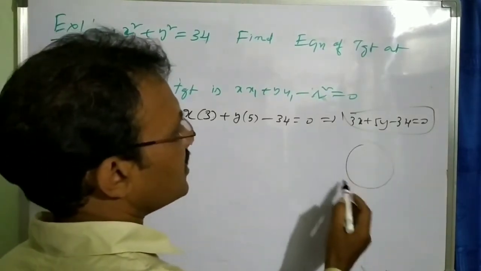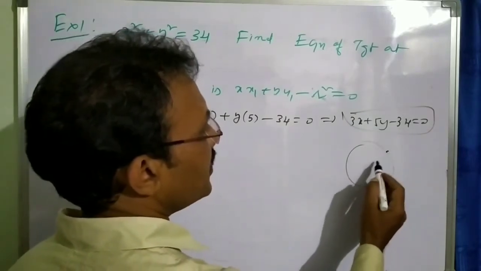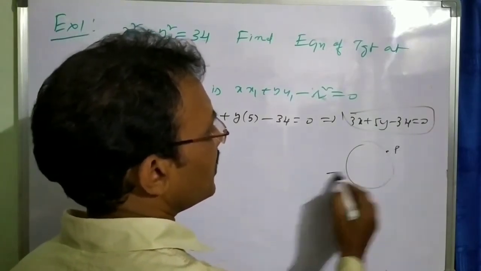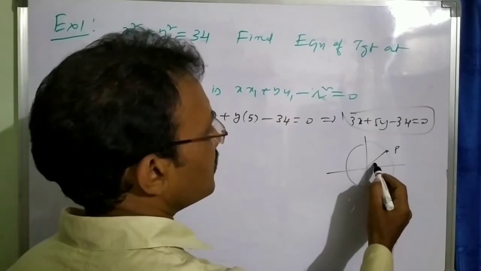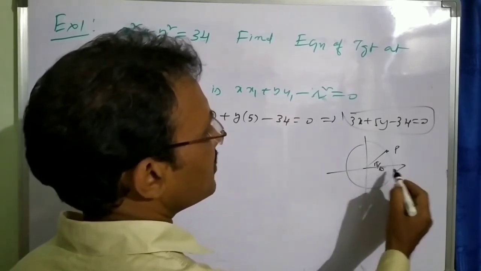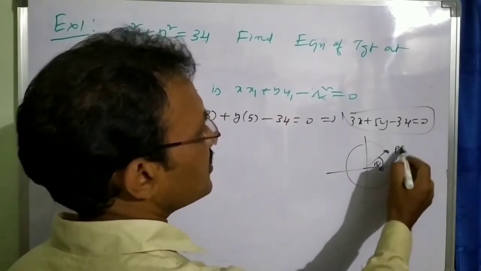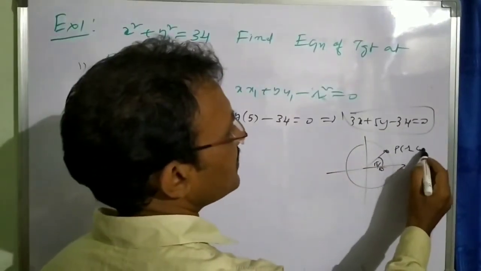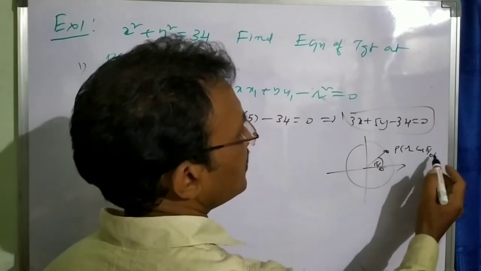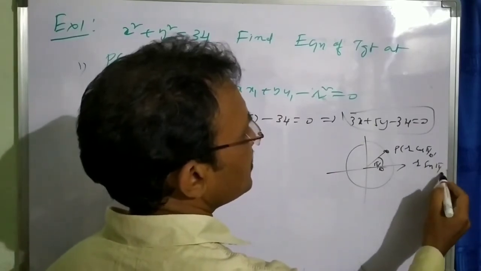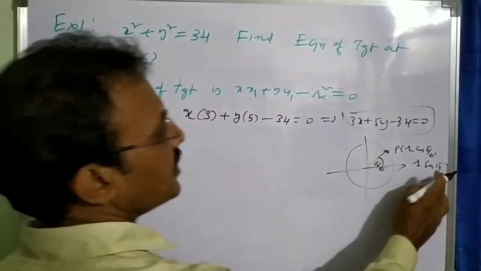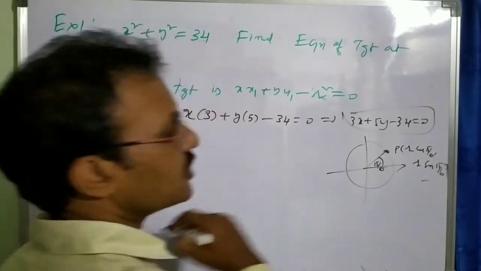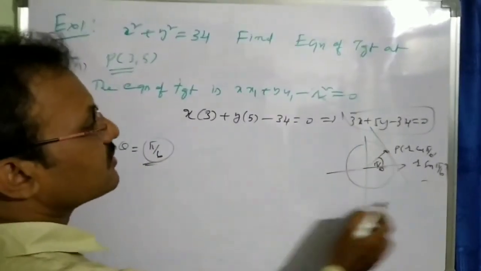Suppose the circle is at the point P, the point making an angle pi by 6 with the positive direction of x-axis. If the point is theta equal to pi by 6, the point is r cos pi by 6 comma r sin pi by 6. This is the point we are considering. At this point, what is the equation of the tangent?